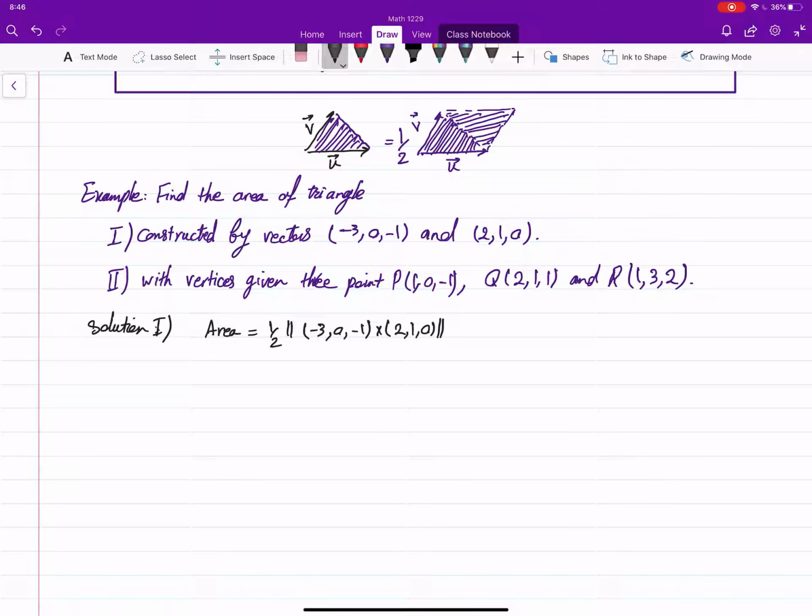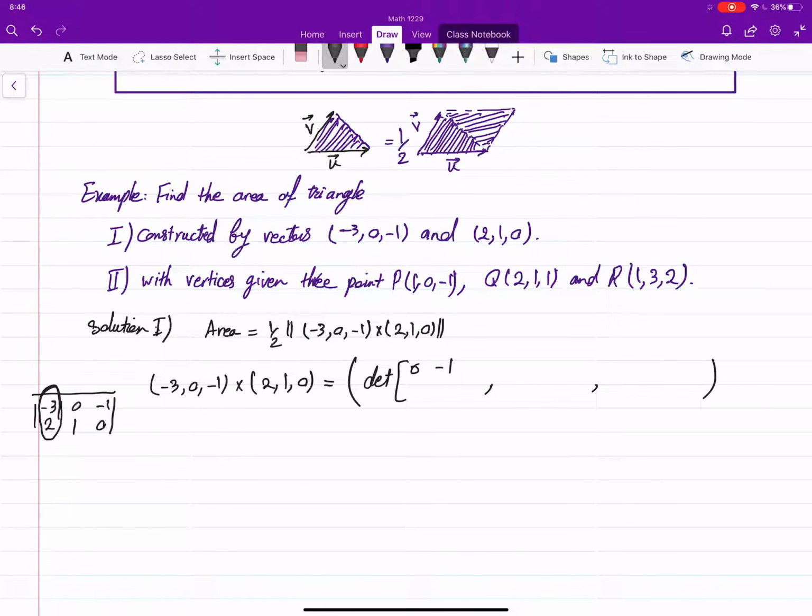So then this means that I have to first find the cross product. What is the vector obtained by this? This has three components: -3, 0, -1, and 2, 1, 0. The first component, you ignore the first column. The remaining is a 2 by 2 matrix. 0, -1, 1, 0. Find the determinant of that.